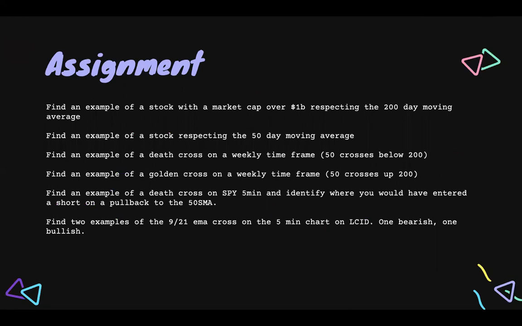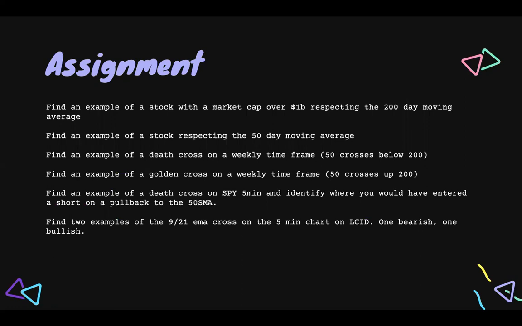So anyway, your assignment is to find an example of a stock with a market cap over 1 billion respecting its 200-day moving average on the daily chart. Find a stock respecting the 50-day moving average. Find an example of a death cross on a weekly time frame. Find an example of a golden cross on a weekly time frame.